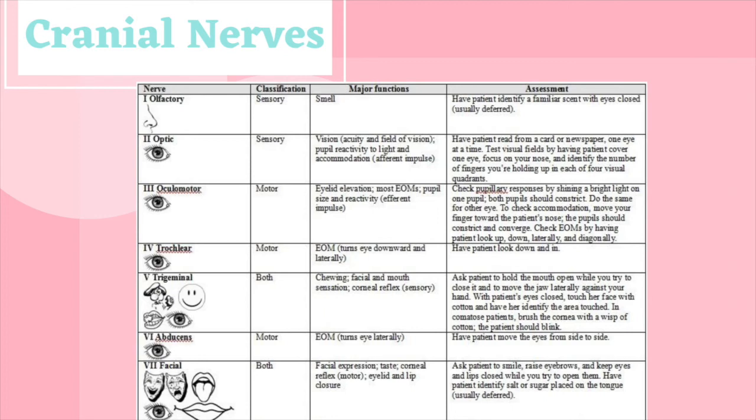Abducens. Cranial nerve 6, which is motor function. EOM turns eye laterally. Have patient move the eyes from side to side.